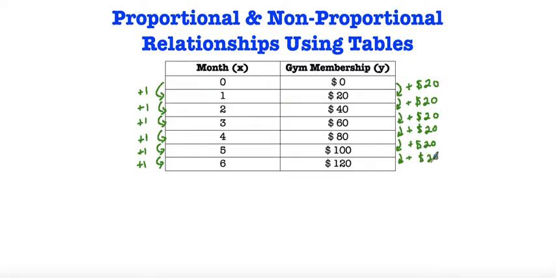So here we could see that every time our month increases, the cost that we pay for the membership also increases by $20. So at 0 months, we pay $0. And after 1 month, we pay $20, 2 months, $40, and so on. So I'm going to represent the gym membership and the number of months using rates. So for the first month, our gym membership is $20. So we're going to pay $20 for that 1 month.